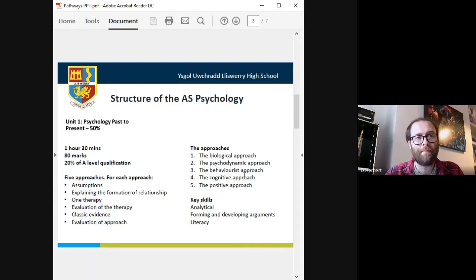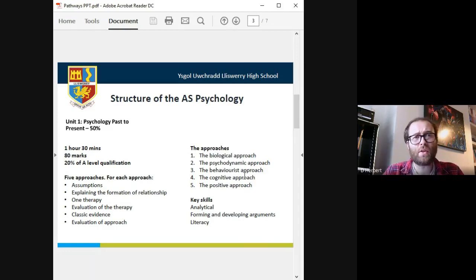In the first unit, Unit 1, Psychology Past to Present, you will be studying the 5 different approaches in psychology. These approaches are the biological approach, the psychodynamic approach, the behaviorist approach, the cognitive approach, and the positivist approach. In those different approaches, you'll be looking at different areas. You'll be looking at the assumptions in each approach, examining how relationships are formed, looking at one therapy and the evaluation of that therapy. You'll then go back and look at some of the classic evidence around that approach, and at the end, you'll evaluate that entire approach.